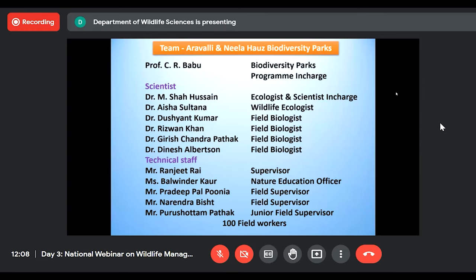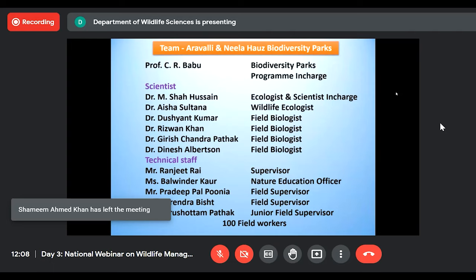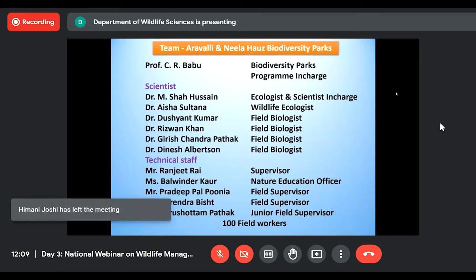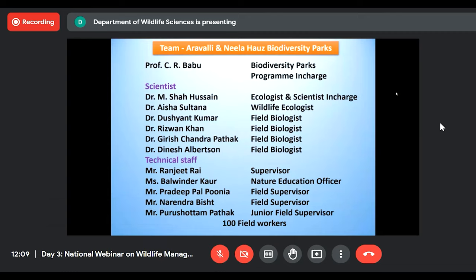This is our team of staff working over here. CR Babu, Biodiversity Park Program in-charge, then the scientific staff, technical staff, and some 100 field workers, are working in the field. Apart from this team, all infrastructure, the physical settings, meaning the maintenance of paths or any infrastructure, is provided by the civil and electrical divisions of DDA. This is a collaborative effort. We develop natural heritage and they provide infrastructure to the biodiversity parks. And it is because of this joint collaboration that the entire thing is being managed and wildlife is being conserved. I hope that I have not taken much time.